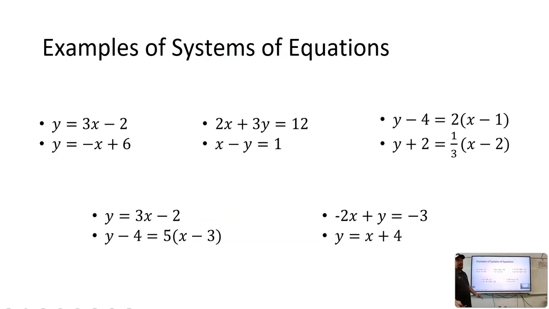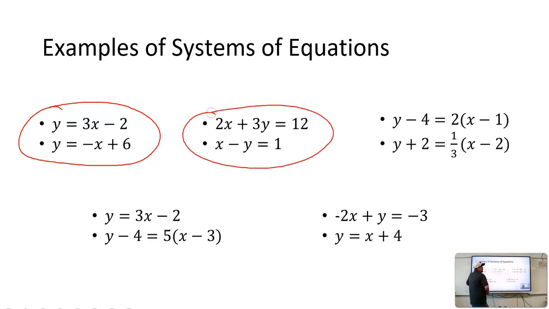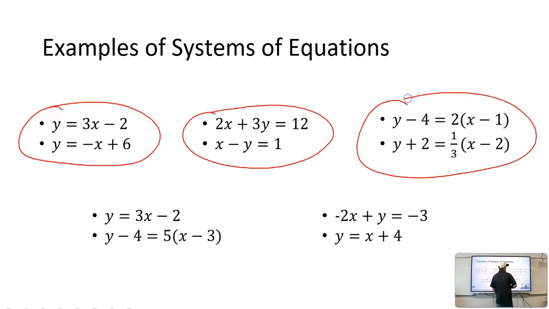Okay, so here's a couple examples of systems of equations. So here on our first example, we have y equals 3x minus 2 and y equals negative x plus 6. So those are two equations in one system. Notice that those are both in slope-intercept form. Here's another type, 2x plus 3y equals 12, x minus y equals 1. Notice those are in standard form. Here's another example of a system of equations. y minus 4 equals 2 times (x minus 1), and y plus 2 equals 1/3 times (x minus 2). Hopefully you notice that those are both in point-slope form.